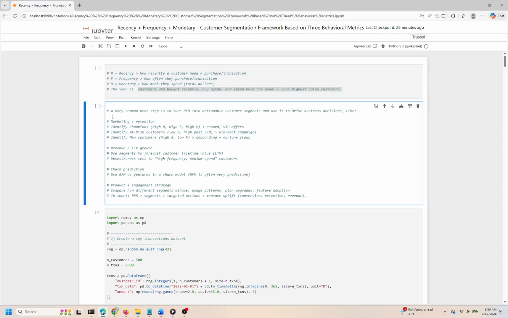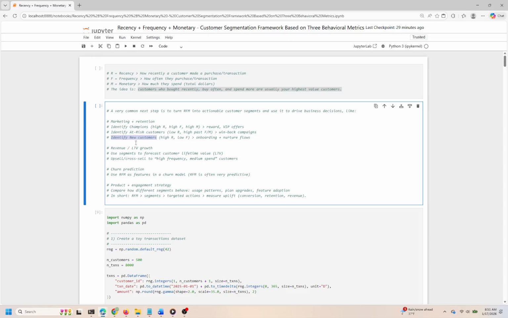Cell 2. In this cell, we're diving into a pivotal next step after establishing RFM, or recency, frequency, and monetary value. The goal here is to translate RFM analysis into actionable customer segments that can significantly influence business decisions. First, we start with identifying key segments characterized by their RFM scores. For instance, customers who score high in all three areas, recency, frequency, and monetary value, are labeled as champions.